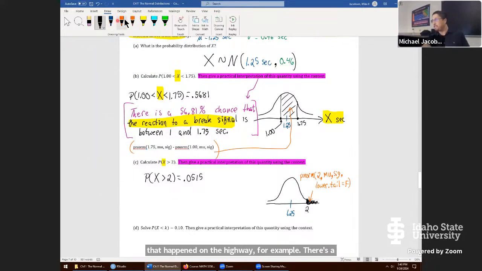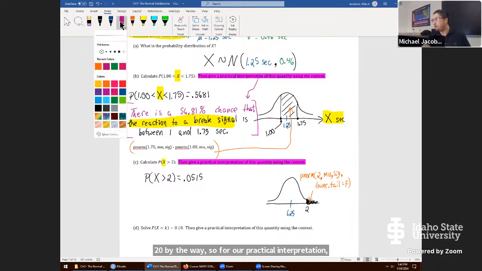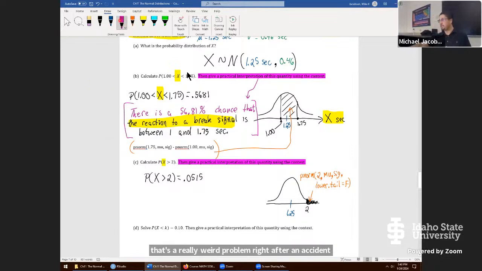So for our practical interpretation, that's a really weird problem right after an accident too, brake light reaction times. But anyways, let's finish off our practical interpretation. The way it goes is, me personally, I like to mention the probability first.